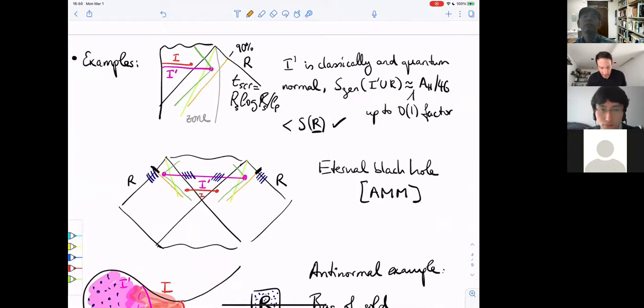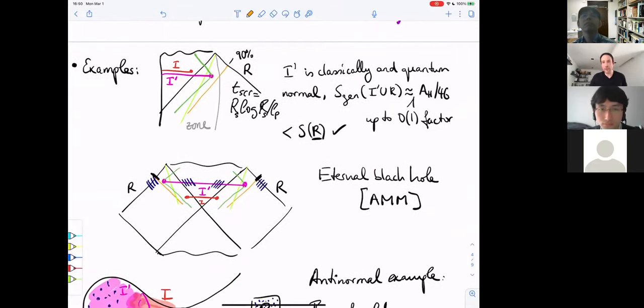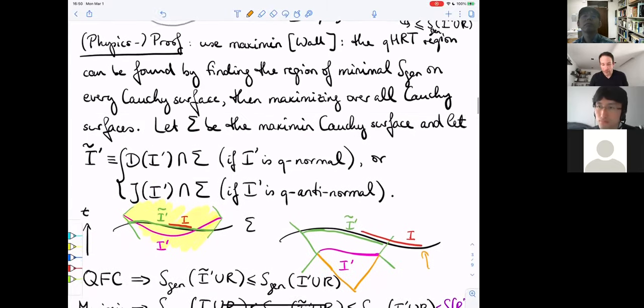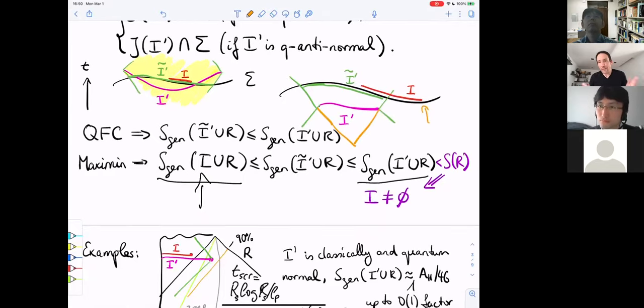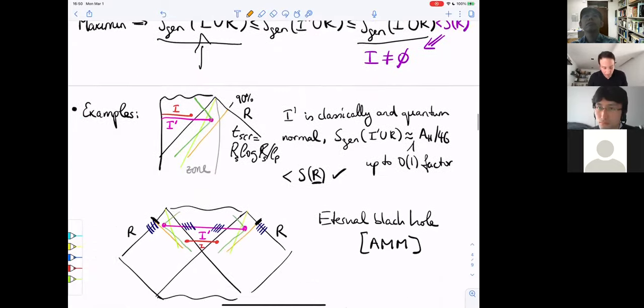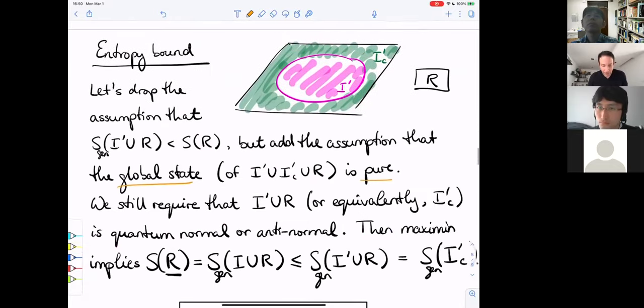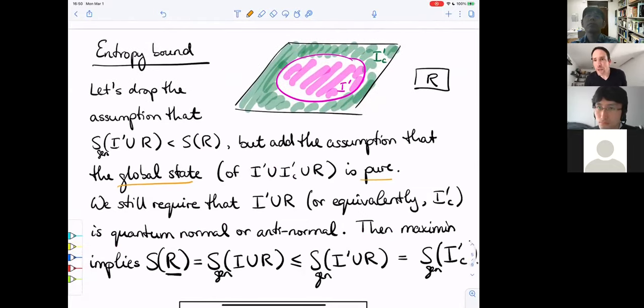Okay, so maybe I won't go over too many examples and just claim without proof that it's not difficult, and you can see our paper for it, to find normal or anti-normal, and really I should have said quantum normal, quantum anti-normal regions which satisfy our necessary conditions. And in fact, the easiest way to find them is to just go to a regime where you're guaranteed that the classical term dominates, and then just look for classically normal surfaces. I want to say a few words, if I still have 5 minutes. Do I?